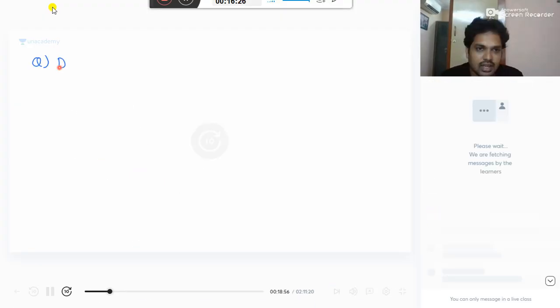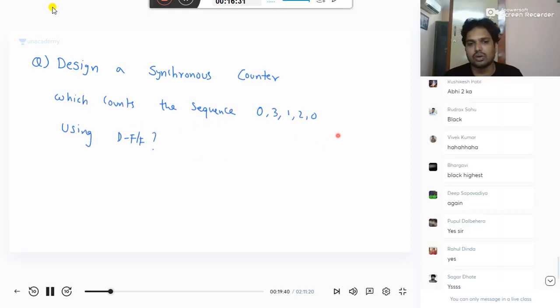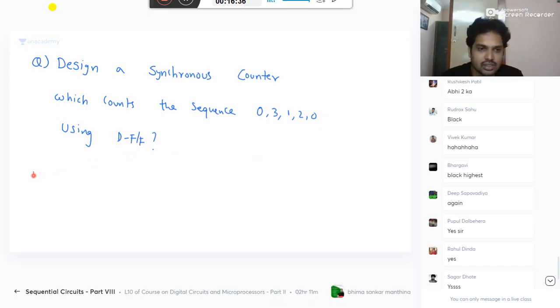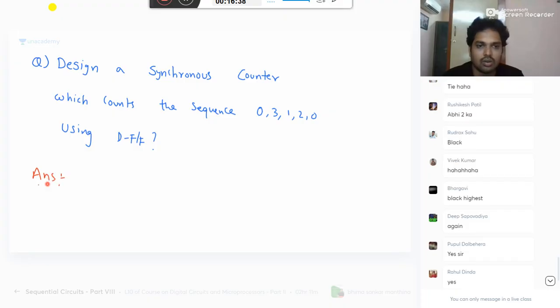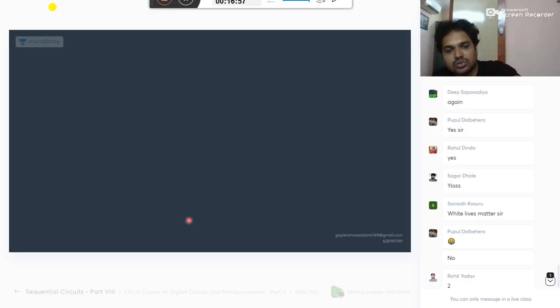Design a synchronous counter with the help of D flip-flop for any random sequence. How to do the count? Let us see. What is the number of states? 1, 2, 3, 4. So it is a mod 4 counter. Log to the base 2 of 4 is equal to 2, so 2 flip-flops are needed. After that, this is the standard process to do it. You should make one table.